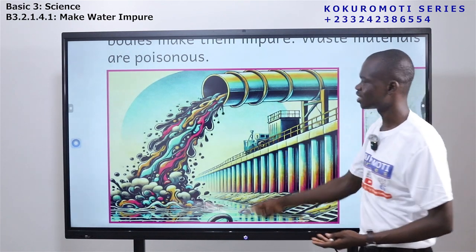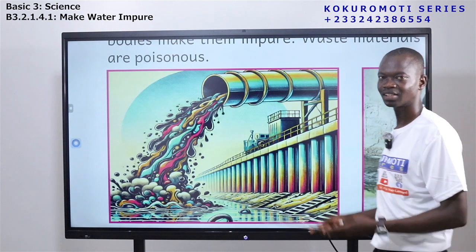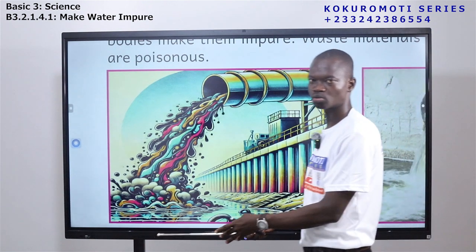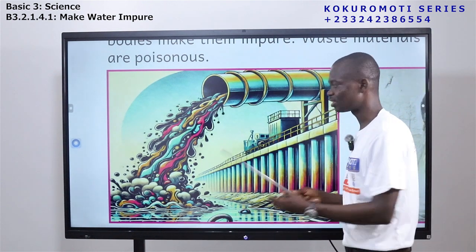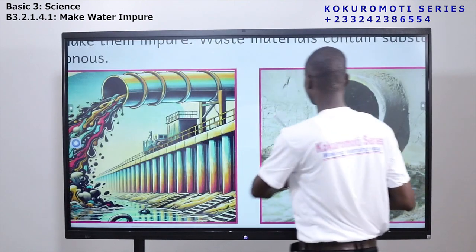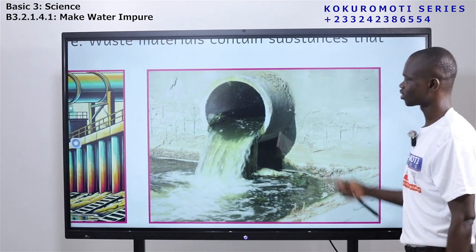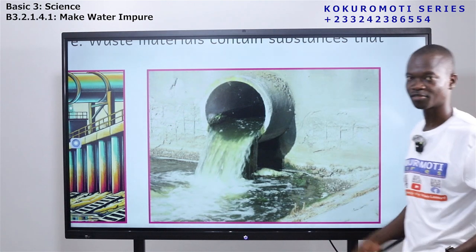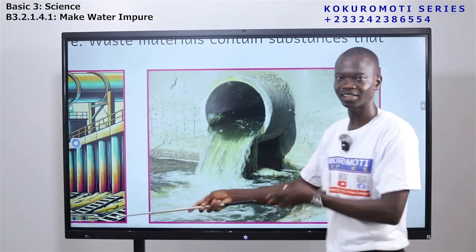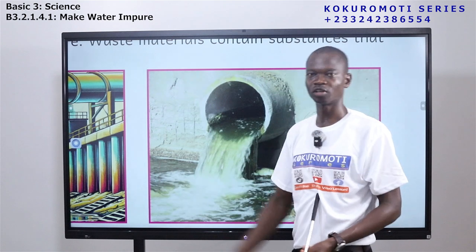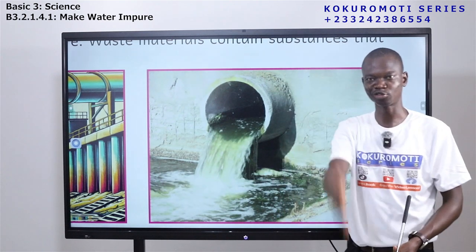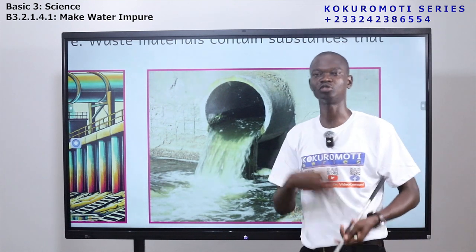So waste from industries and what? Factories that are dumped or poured into water bodies make them what? Impure. Okay, now let's come to this side. You see, this is also what? Gutter. Yes, in our environment, in our area, we have gutters there. That is where most of us, or most of you, I don't do that. I believe you don't do that.